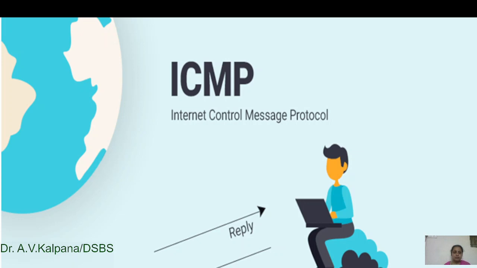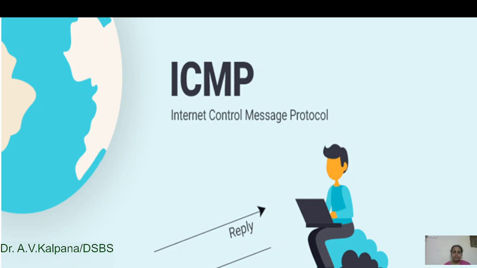For example, some sender wants to send a message to some destination, but the router could not send the message to the destination. In this case, the router sends a message to the sender that it could not send the message to the destination. In such cases we can use ICMP. As I said, the IP protocol does not have any error reporting or error correcting mechanism, so it uses a message to convey the information.